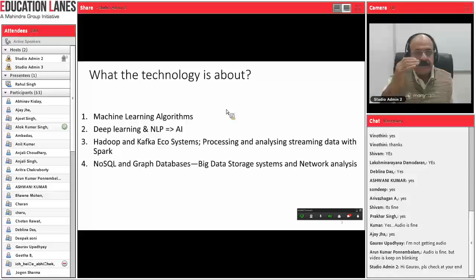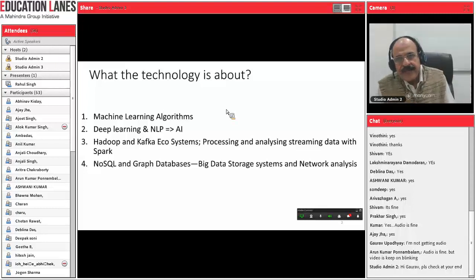Then the third subject is storage of big data. There comes Hadoop, storing big data. And then I will be describing Kafka later on. And I will also describe NoSQL and graph databases when I reach there. So my talk is divided broadly in these four parts. Okay.